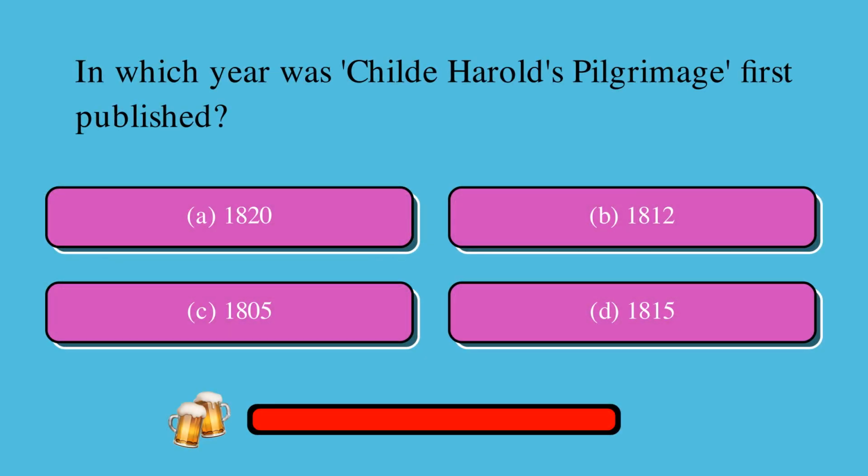In which year was Childe Harold's Pilgrimage first published? Is it A, 1820, B, 1812, C, 1805, or D, 1815? The correct answer is B, 1812.